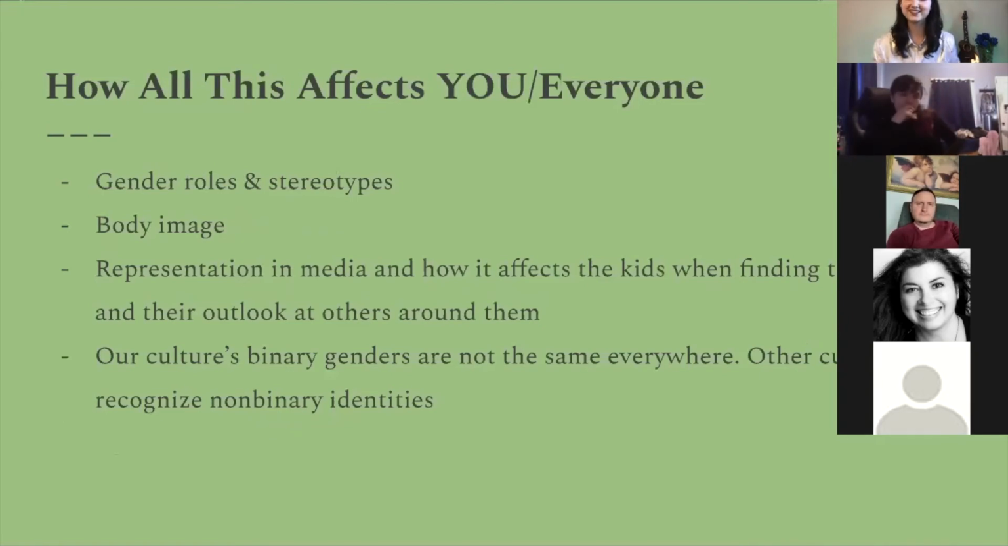How this all affects you slash everyone. Talking about gender stuff, it's not just for the trans community. It's everyone, because our society with these gender roles and the stereotypes, it's limiting everyone as we grow up. We learn it as we grow up, and it stays with us, and then it affects how we see other people and then putting them in those boxes.